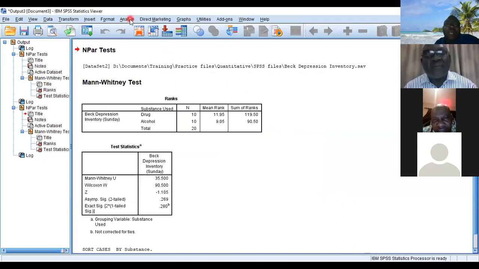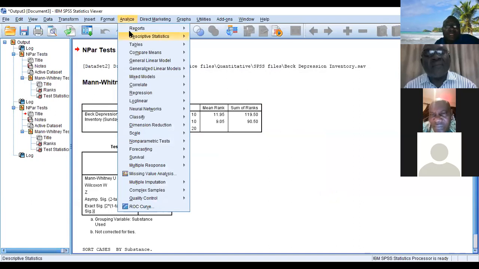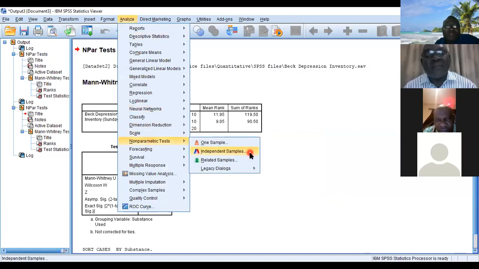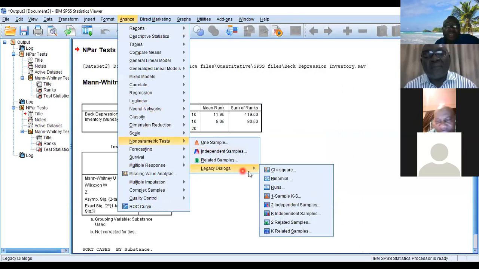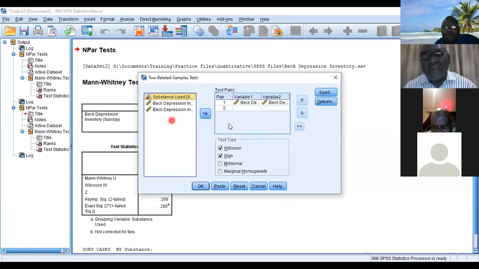So we now want to run the analysis. You now say analyze, nonparametric, legacy dialogs, two related samples. You remember? Yes. Click on legacy. You now move them into the space.